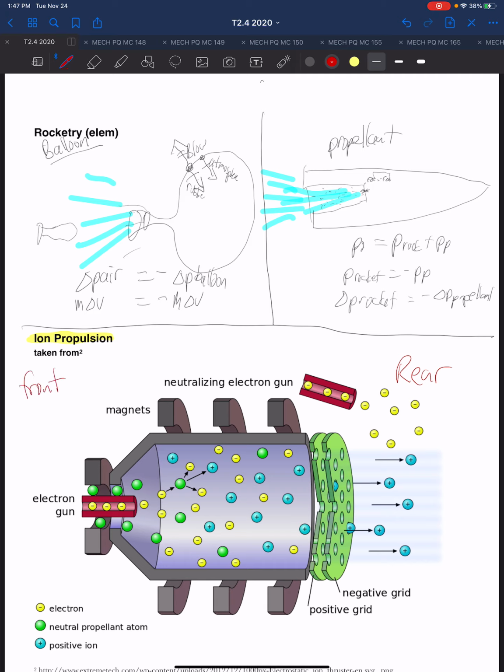And at the rear of the rocket engine are two plates, a negative plate and a positive plate. So they have a positive charge and a negative charge. And the negative charge and the positive charge can oscillate. They can flip back and forth.